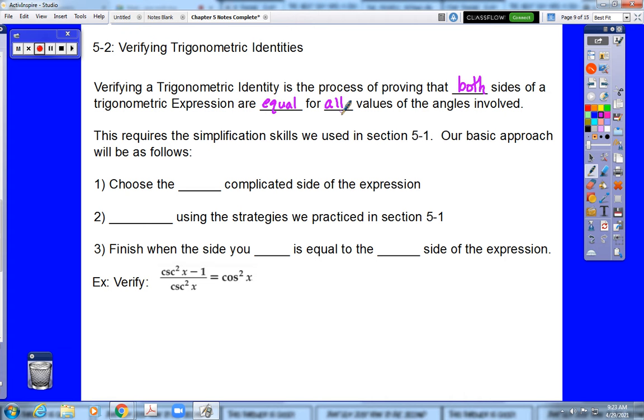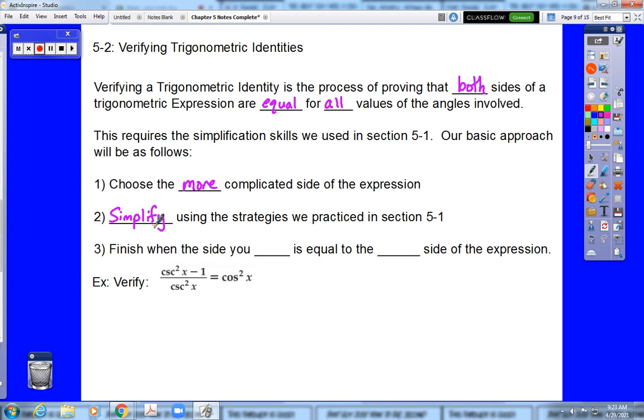The overall basic approach will be that we will choose the more complicated side of the expression. Then we will simplify that side using the skills that we practiced in section 5.1, things like adding fractions by getting a common denominator, multiplying, multiplying by conjugates, factoring. There's all sorts of different approaches we could use, as well as substituting in our basic reciprocal, quotient, and Pythagorean identities to simplify the expression.